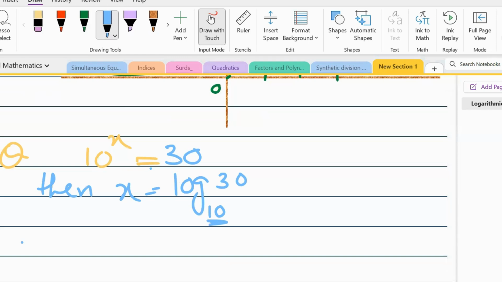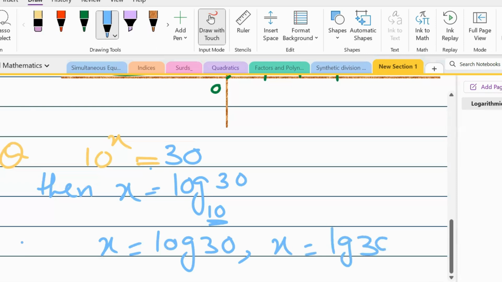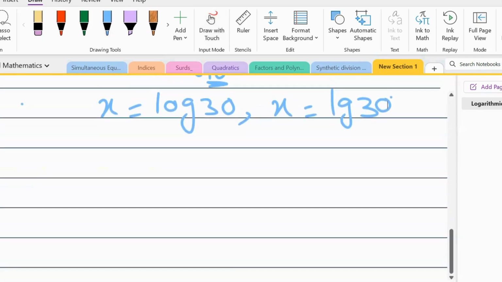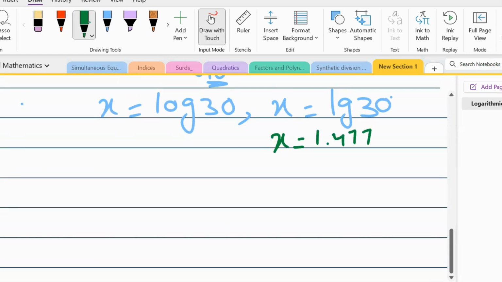And if the base of the logarithm is 10, then the short way to write is simply log 30, but this is only possible when the base is 10. Or secondly, you can write it as x is equal to lg 30. And you can use your calculator and find the value of log 30. You simply write 30 and press the logarithmic button, and you can find the value of this x. The value of x, with the help of a calculator, is 1.477, which is up to 4 significant figures.